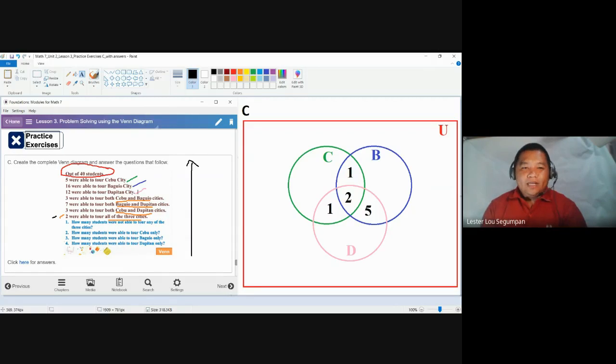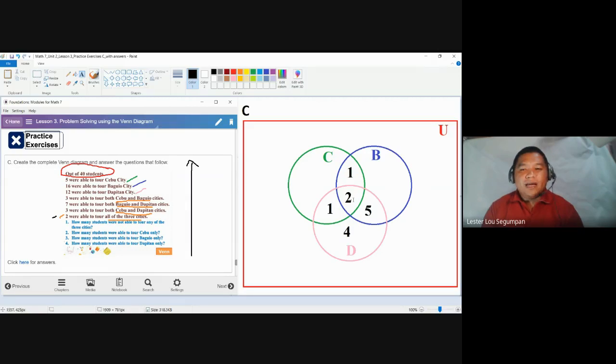Now let's go to the next one. Twelve were able to tour Dapitan City. So the pink circle must contain 12. We already have 1, 2, and 5 from our process earlier. So 5 plus 2 is 7, plus 1 is 8. To make it 12, we need to add 4 here. So again, 4 plus 1 plus 2 plus 5 is 12. Am I right? Yeah.